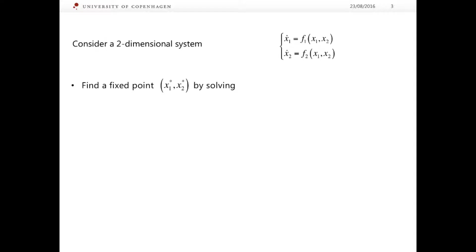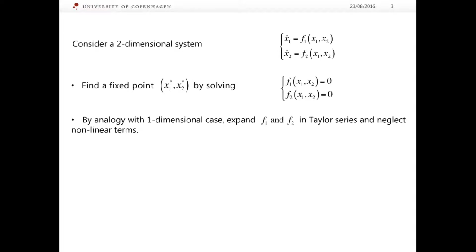As usual, we assume that the velocity vector components f1 and f2 are represented by some smooth functions of x1 and x2. We need to find the fixed point, and to do this, we set the functions f1 and f2 to 0 simultaneously. Then, suppose we found the fixed point by solving this system of algebraic equations, and we need to expand the functions f1 and f2 in Taylor series by analogy with what we did before.